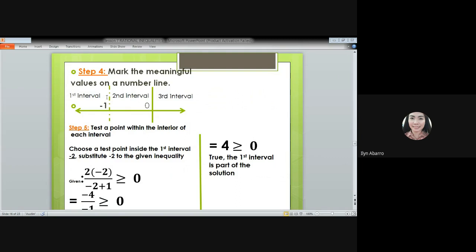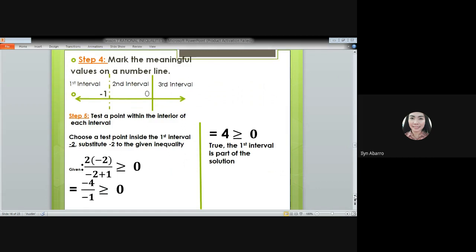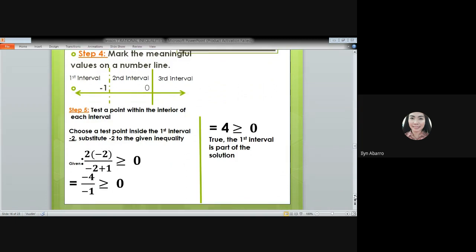Okay, so negative 1 is not included in the solution. So we draw a broken line and 0 is included. So that is why this is a solid line. So test a point within the interior of each interval. On the first interval, of course, let us choose negative 2. You can use any other number. You can use negative 1,000 if you want. That is okay.